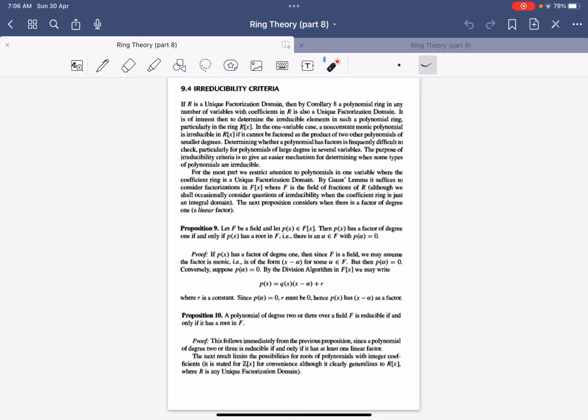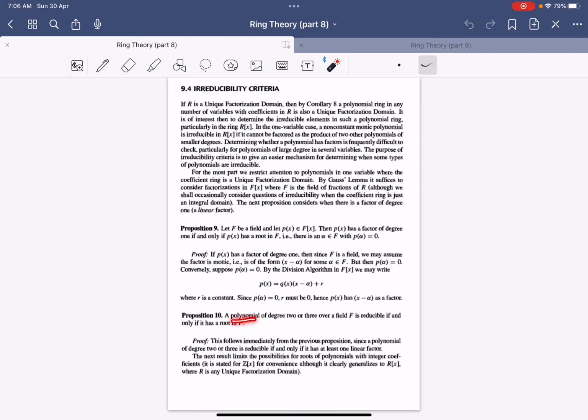So now we consider the converse, suppose p(alpha) equals 0. By the division algorithm, we can write p(x) as the following. And then we just substitute alpha, so this is 0 and this is 0. So r must equal 0. And so p(x) must have x minus alpha as a factor. So this is a very easy proposition, but it will help us in a long way.